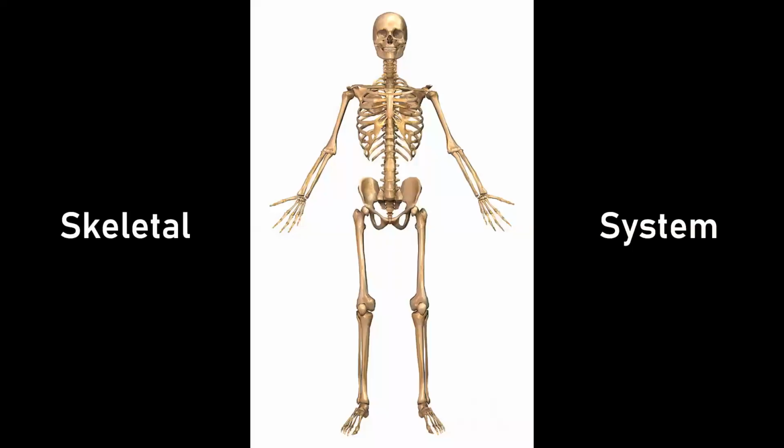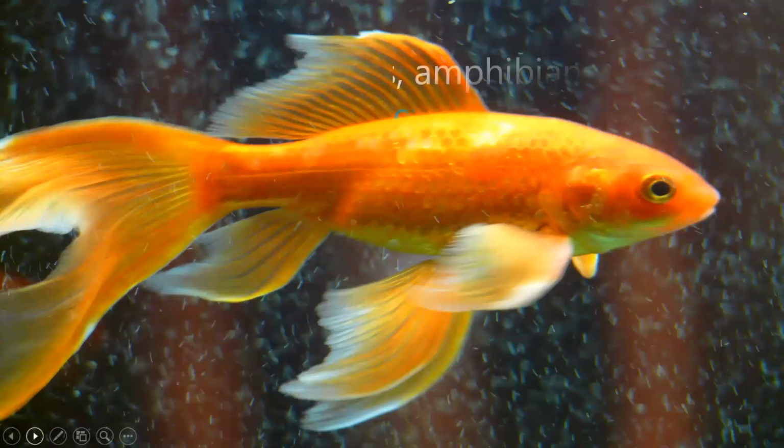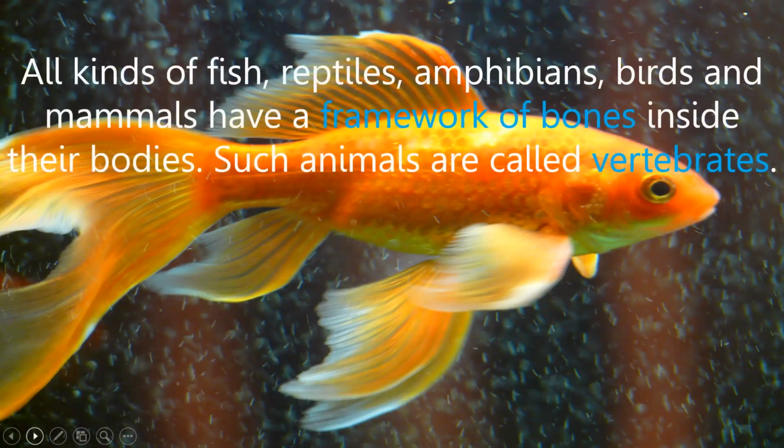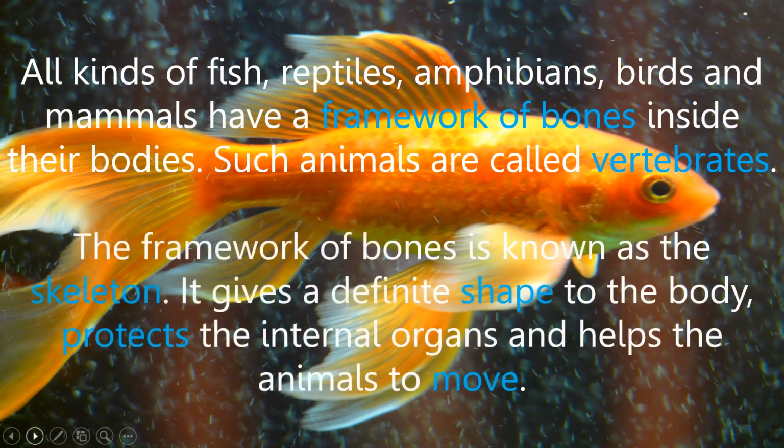Skeletal system. All kinds of fish, reptiles, amphibians, birds, and mammals have a framework of bones inside their bodies. Such animals are called vertebrates. The framework of bones is known as the skeleton. It gives a definite shape to the body, protects the internal organs, and helps the animals to move.